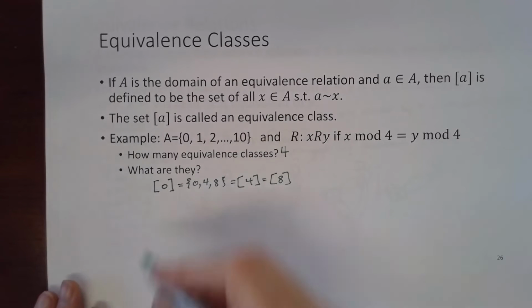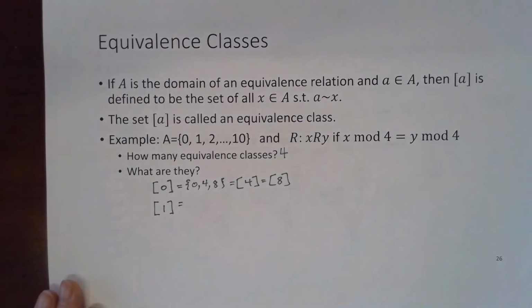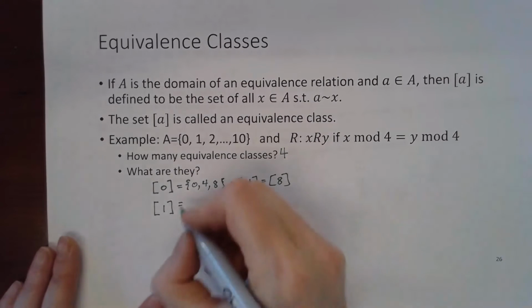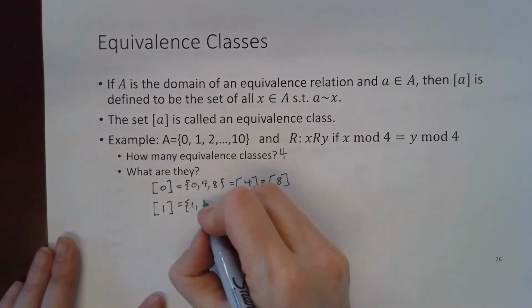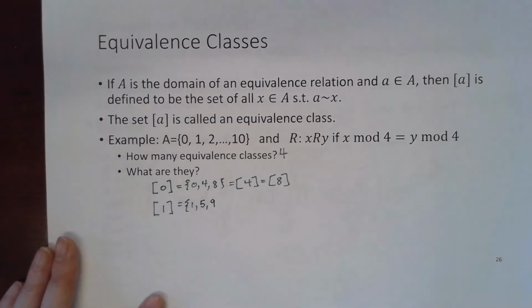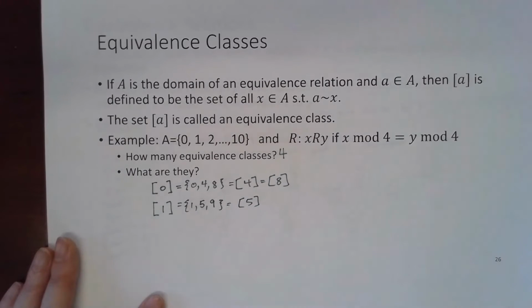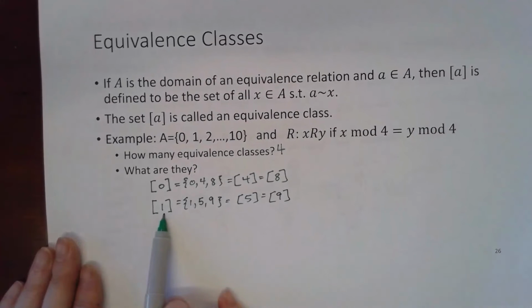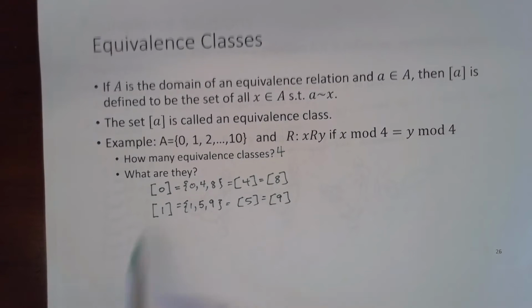So, the next class would be this one. Everything that acts like 1 when I divide it by 4 has a remainder of 1. Certainly 1 is in that class, but then we also saw that 5 and 9 were in that class. Once again, I can call it the equivalence class of 5 or the equivalence class of 9. But this is just a nicer name because when I look at that, I see the remainder of 1 when I divide by 4.